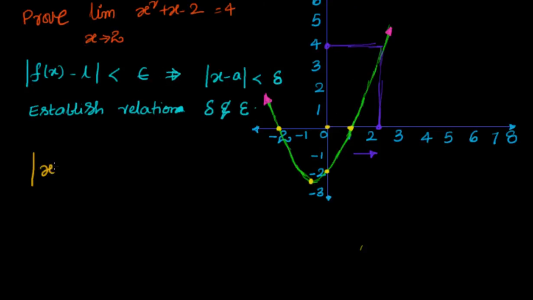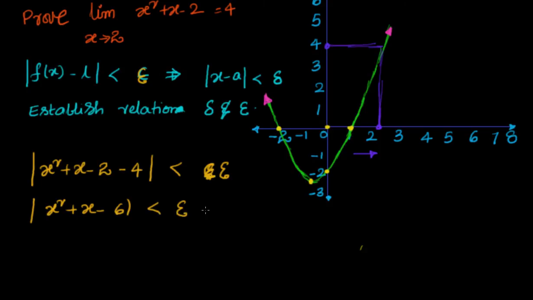So I'll have |f(x) - L| is x squared plus x minus 2, that is f(x), minus L, that is minus 4. I have to take it less than epsilon, and I have to prove it. I have to transform that into the form of |x - a| less than delta, so that I can establish a relation between delta and epsilon. Okay. Now you can see this is nothing but |x² + x - 6| less than epsilon, that is nothing but |x + 3| into |x - 2| less than epsilon.